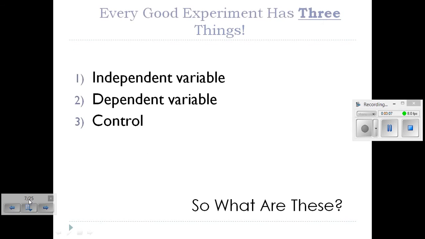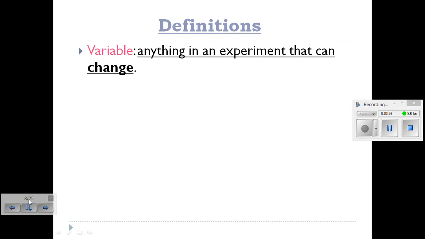In order to plan a good experiment, it must have 3 important things. They are the independent variable, the dependent variable, and the control variable. So I ask, what are these? Well, let's look at the root word of variable. A variable is described as anything in an experiment that can change, with the key word being change.